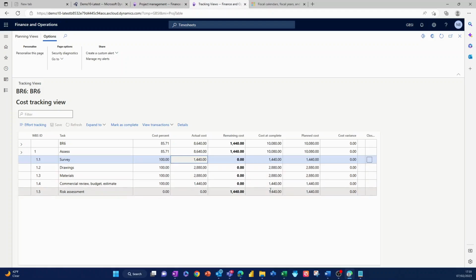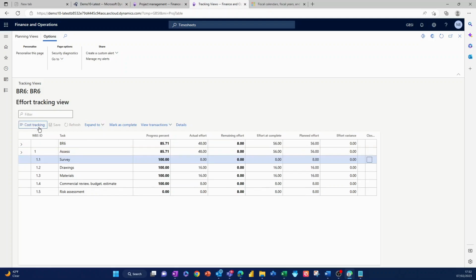And if we look up here, we've basically used 85.71% of the overall project here, because there is some time left on the assessment piece here, and as you can see, we've got some. It would show us any cost variance as well if there were any variances at this stage.